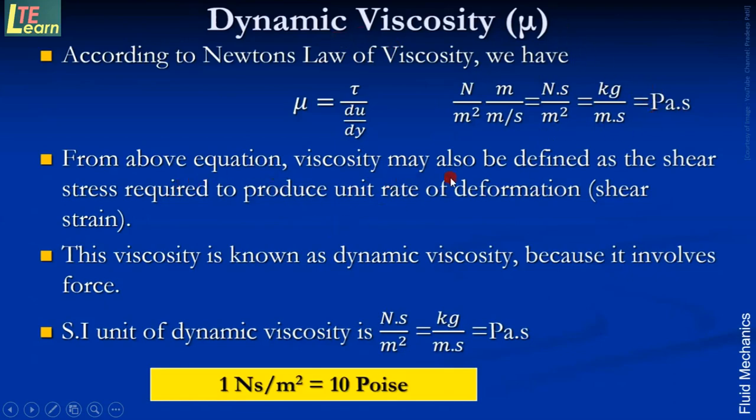From the above equation, viscosity may also be defined as the shear stress required to produce unit rate of deformation, that is called shear strain. SI unit of dynamic viscosity is Pascal second. Now for calculation purposes a smaller unit is also used, that is called poise, and the relation between them is 1 Newton second per meter square is equal to 10 poise.